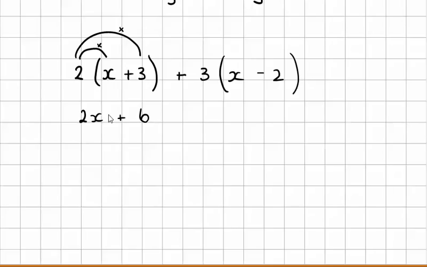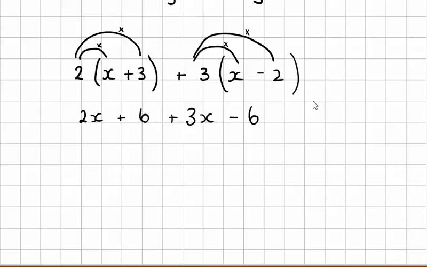And then for the other one, we've got 3x. Good. So then it's plus 3x times plus 3x... plus minus 3. So it's plus minus minus, so it's just minus 6. Good. There you go. Got there in the end. So that's right so far.